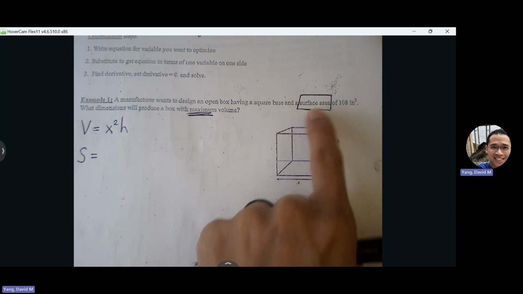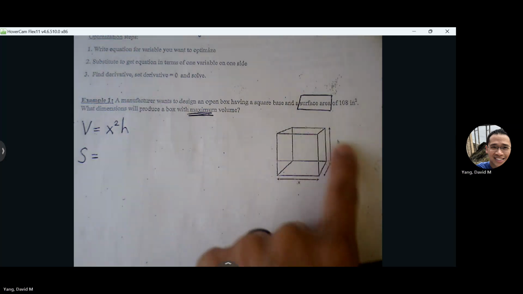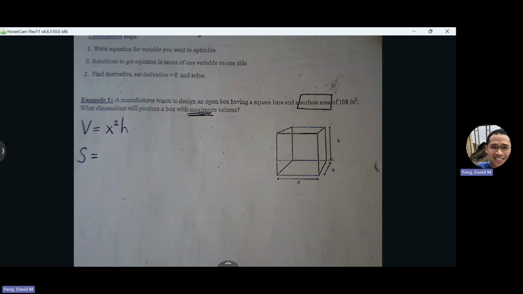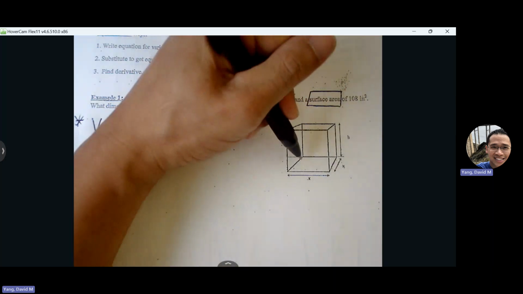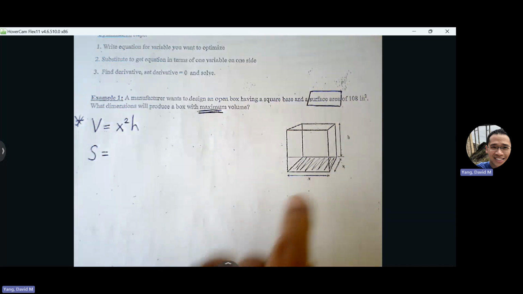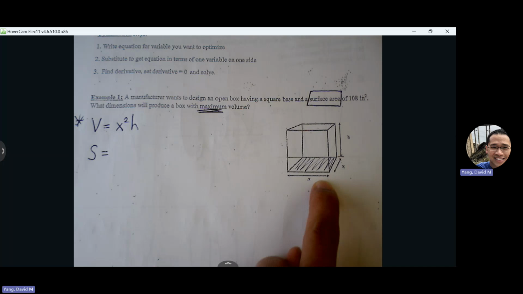Now, how many sides do we have? It's just 5. Okay, so there's only going to be material on 5 sides of this box. So let's just go through and find the area of each of the sides. Start with the base here. What's the area of the base?